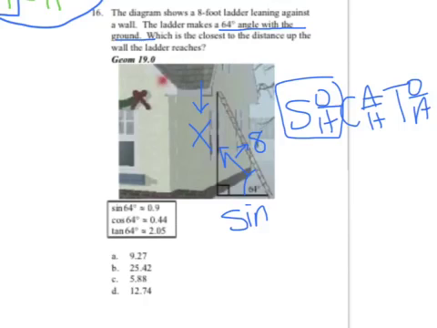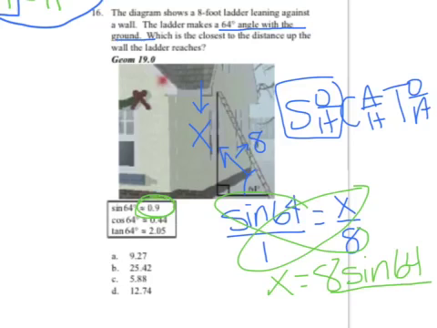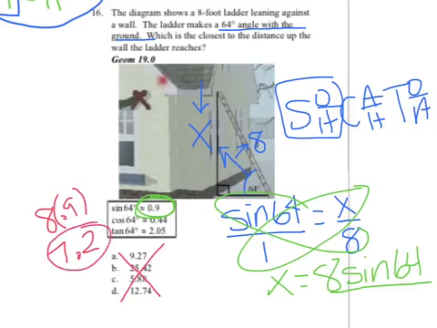So it's going to be the sine of 64 over 1 is x over 8, and then to cross multiply and solve, if you have a calculator, you can just plug in 8 times the sine of 64. If you notice, they gave us the sine of 64 is about 0.9, so a shortcut without a calculator is just to do 8 times 0.9, which is about 7.2. And if I look at the answers, none of their answers are correct. So I'm very sorry. The answer is 7.2, and you can check it on your calculator.